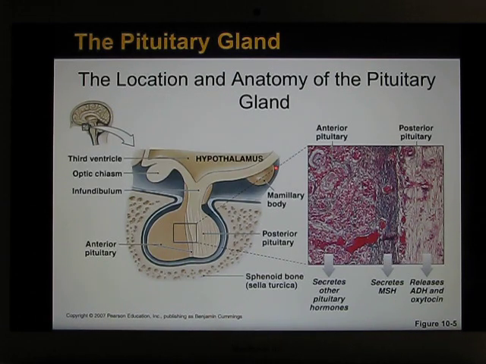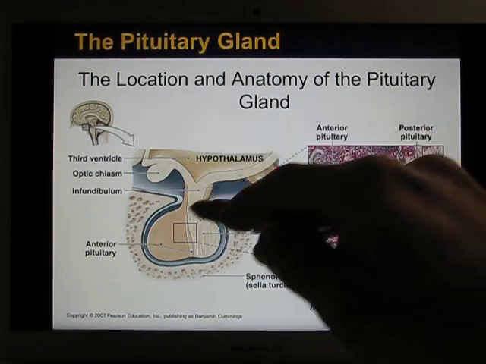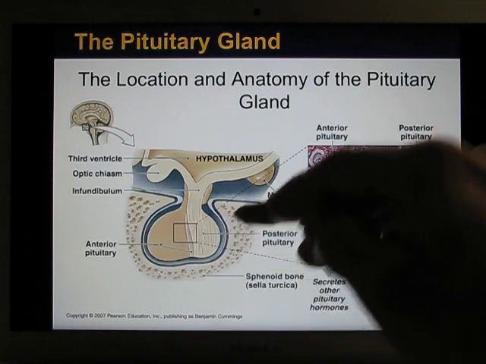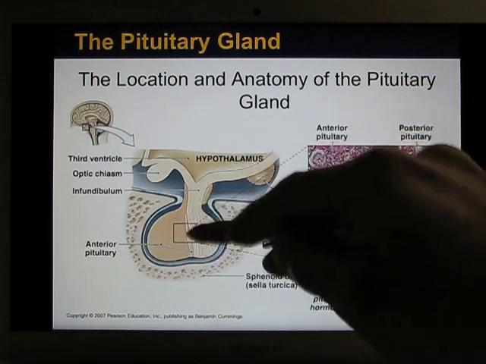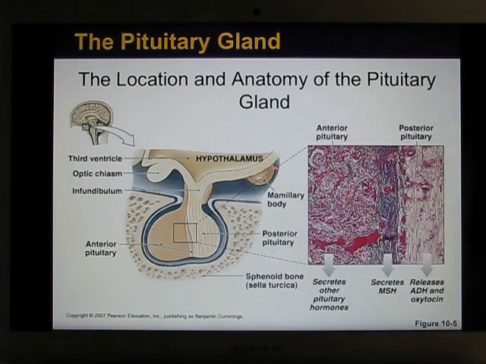And that's your pituitary gland. The pituitary gland is protected by a bone called the sphenoid bone. We talked about that in the bone system. The pituitary gland just sits in the sphenoid bone. So you have the anterior pituitary gland and the posterior pituitary gland.